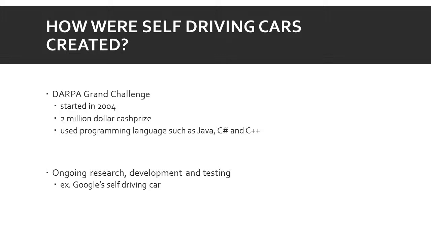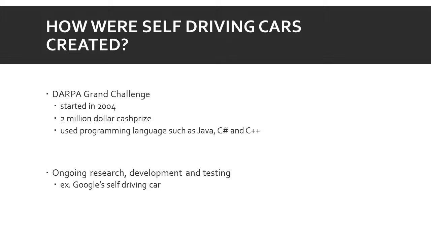DARPA would select a new distance and terrain every year, and teams would work to create a self-driving car that could tackle that environment. Many of these teams used programming languages such as Java, C#, and C++, which many of us are familiar with. Can you imagine creating a self-driving car using that language on your own? The winner of this competition was awarded $2 million. This was a massive incentive for teams to actually try and make something very innovative and new.